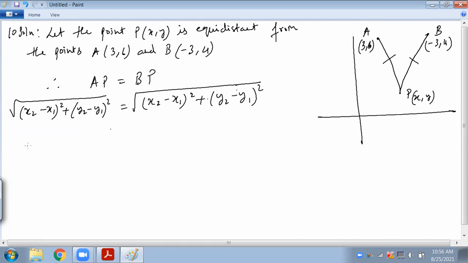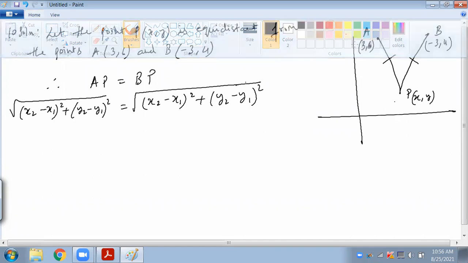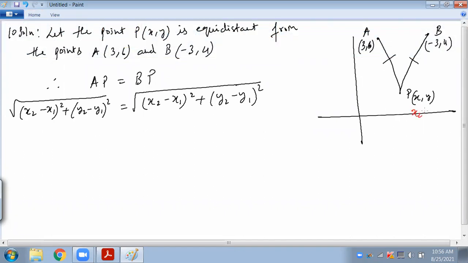Okay, now we can put the values. If any point has x and y, we'll take that one as x2, y2. So we'll take P as x2, y2. So for AP, A will be x1, y1. And for BP, B will be x1, y1.